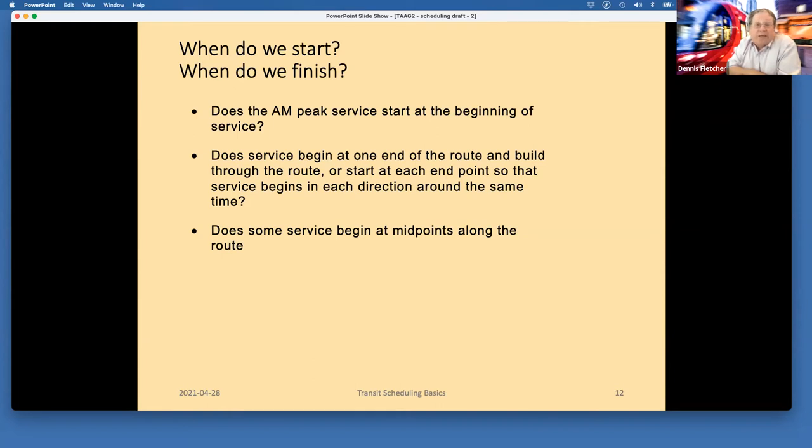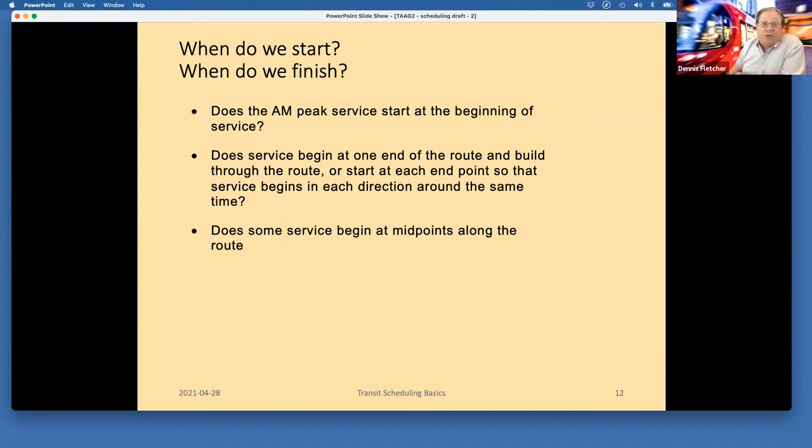Schedulers also need to decide how to build a service at the start of the day. Does the AM peak service start at the beginning of service, or does it build from the early morning into the peak? Does service begin at one end of the route and build through the route, or does it start at each end point so that the service begins in each direction around the same time? Does service begin at midpoints along the route?